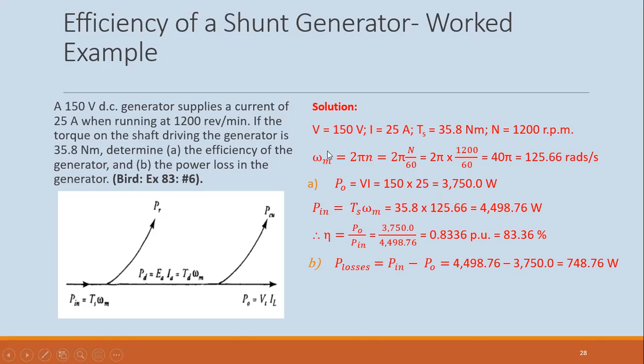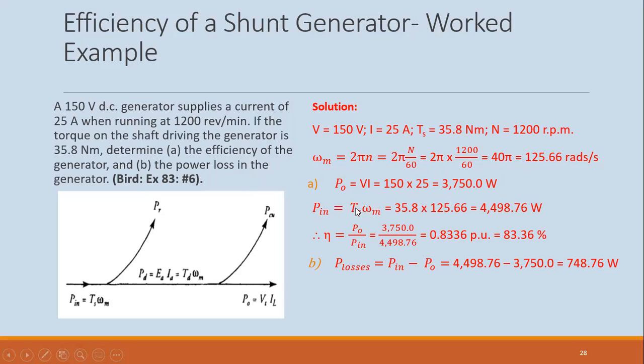So omega, remember power in is Ts omega m. So omega m is equal to 2 pi n. And small n here would be capital N divided by 60, as we found a week or so ago. Then the angular speed works out to be 40 pi or 125.66 rads per second. So P out is that 150 times 25, 3,750 watts.